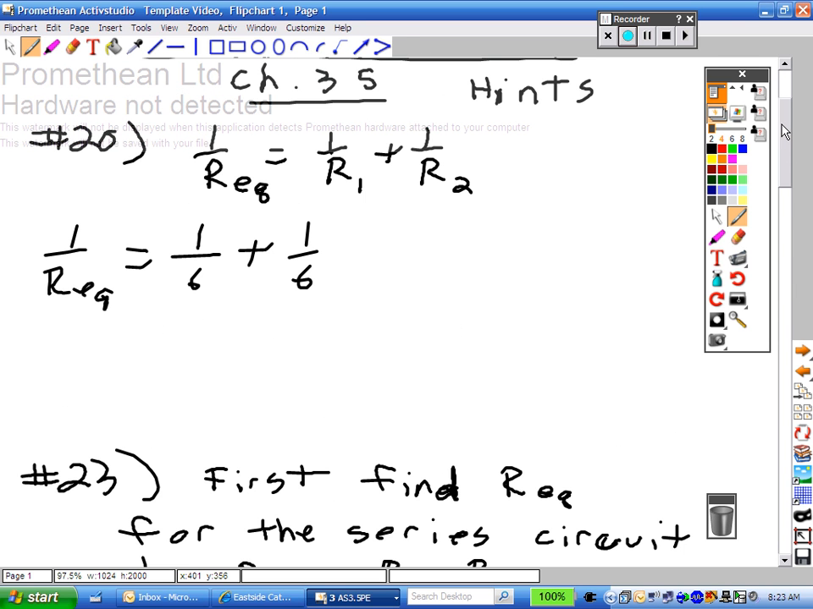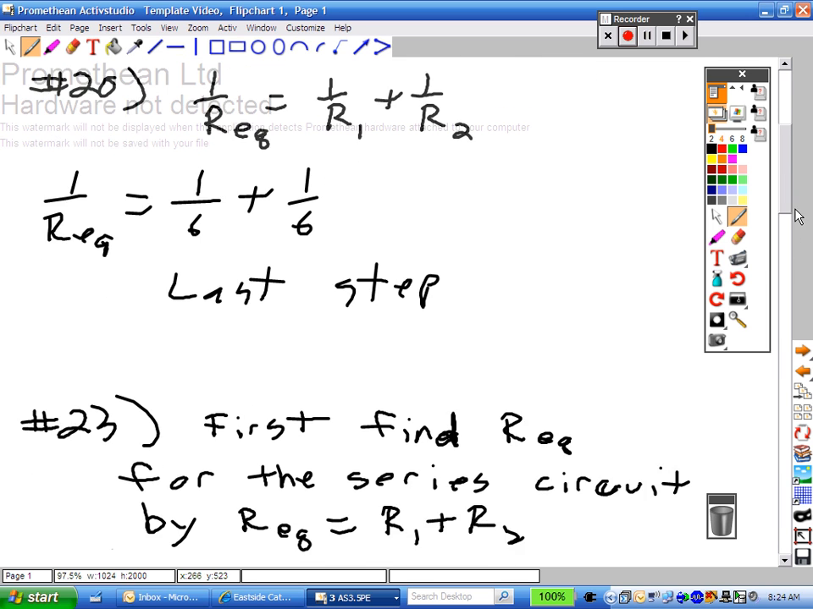Of course, you're going to use the common denominators that are already there. Remember, there is a last step. And you recall from class that the last step is to take the reciprocal, and that'll fix number 24.